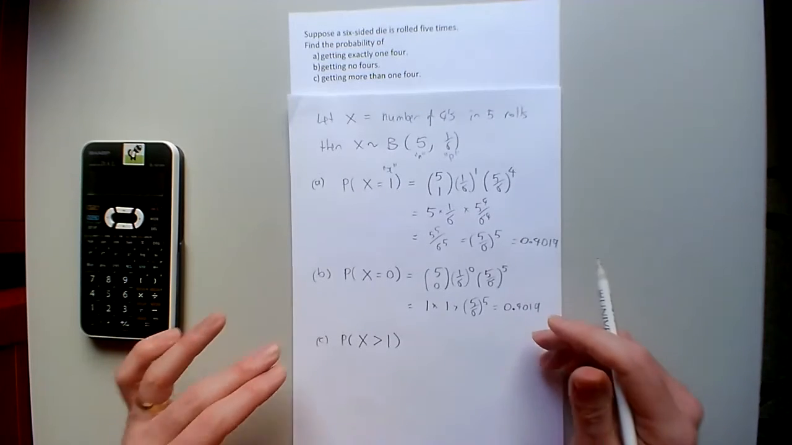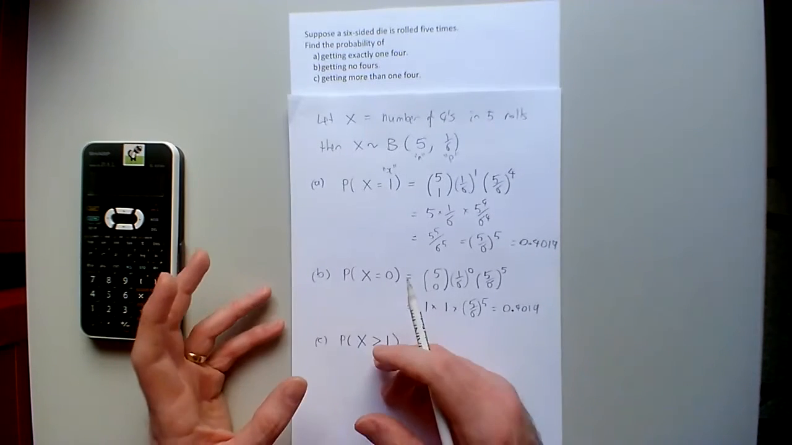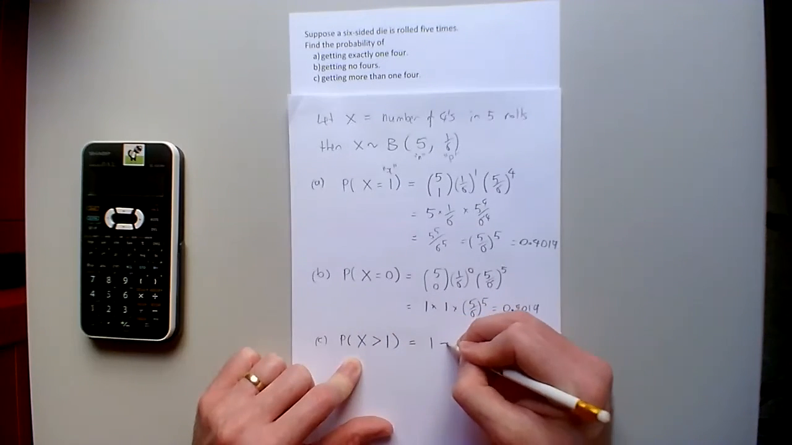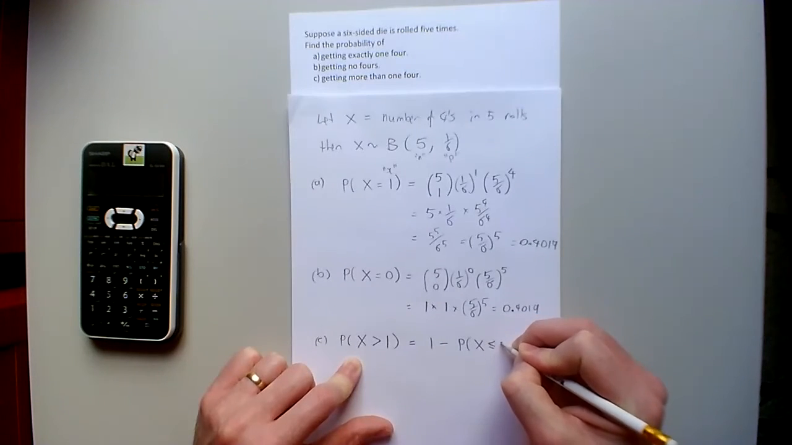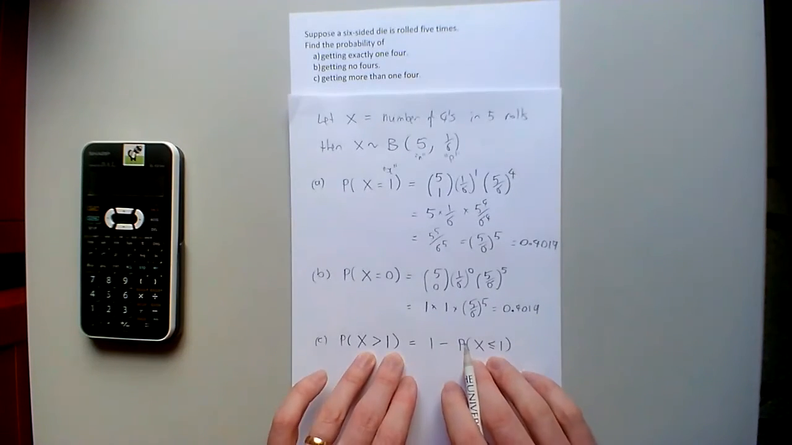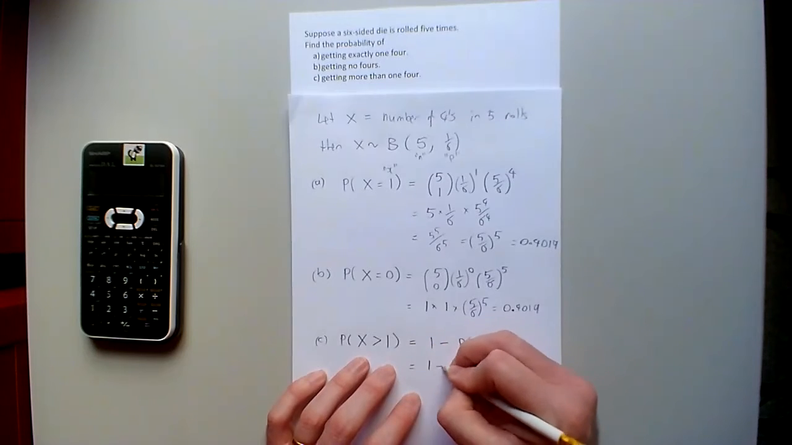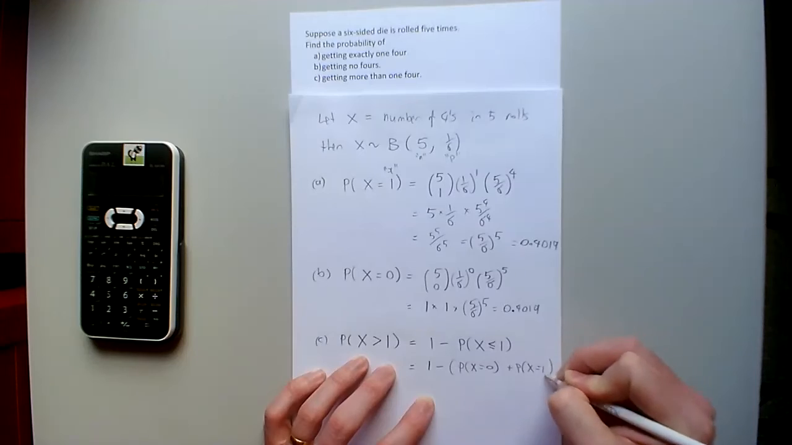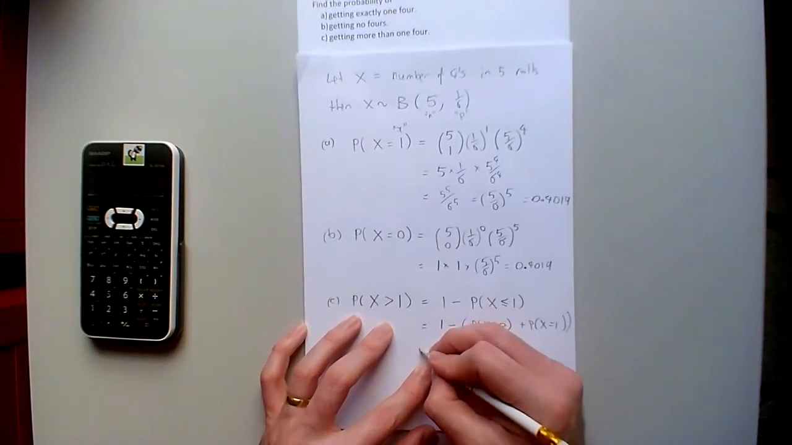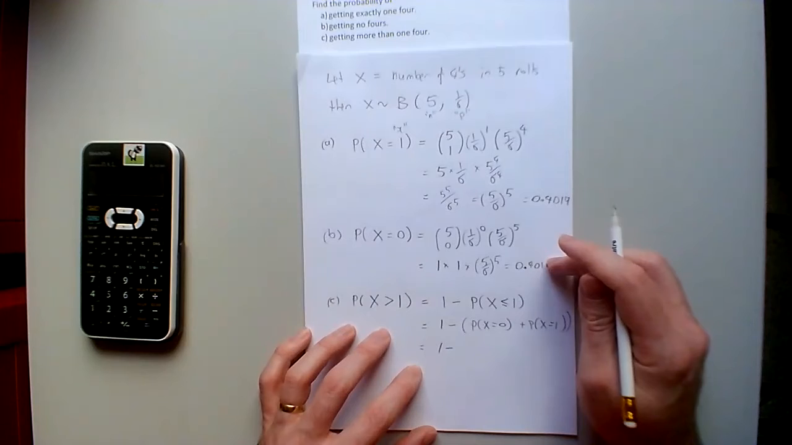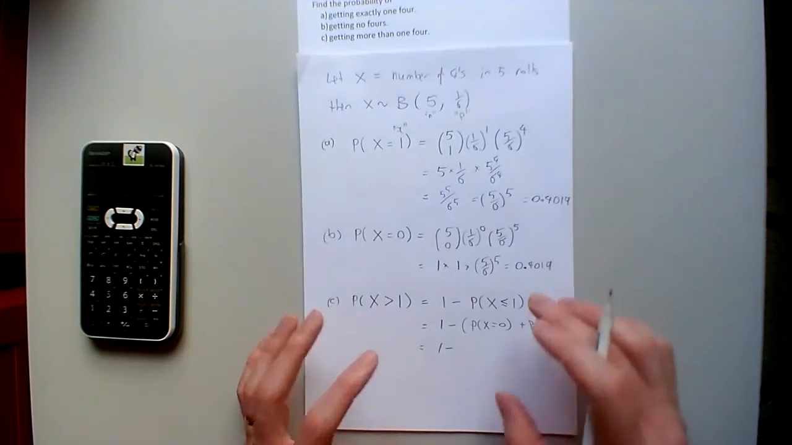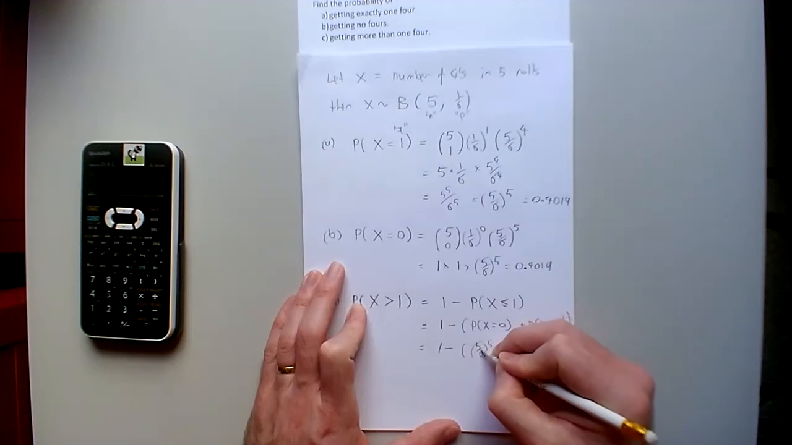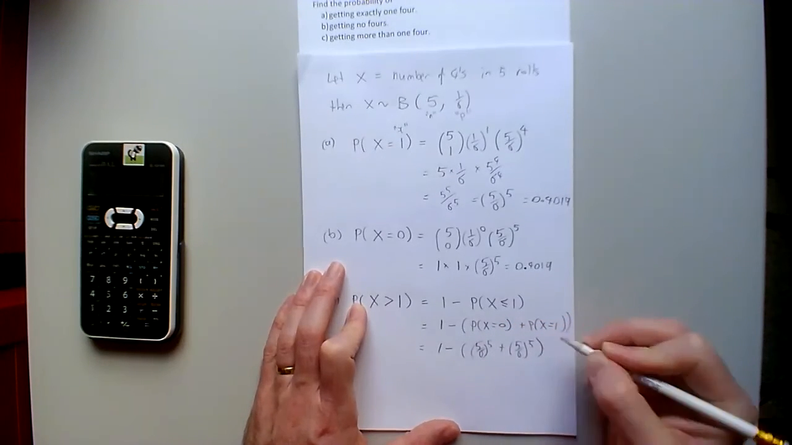Or I know they all add up to 1, and so I could take off the probability of the opposite of this. So 1 minus the probability that X is less than or equal to 1, because these two together cover all the possibilities. And I know that being at most 1 is the same as either being 0 or being 1, and I have both of those probabilities already. So that would be 1 minus, now I could use these decimal ones, but I'm afraid I rounded them off, so I might just use the original formula so that I don't get it wrong. So that was 5/6 to the 5, and another 5/6 to the 5.